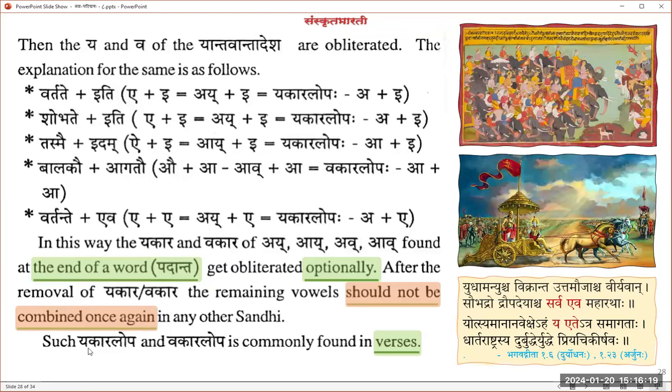Such yalopa or yakara lopa and vakara lopa is commonly found in verses. I pulled one nice verse right from the Bhagavad Gita, first chapter, 6th verse. So early it comes. First chapter, 23rd verse. Okay, see the 6th and 23rd verse. Yudha manyuscha vikranta, uttamaujaschа viryavan, vikrantah visarga lopa there. Viryavan Saubhadro Draupadeyascha Sarva Eva Maharataha.